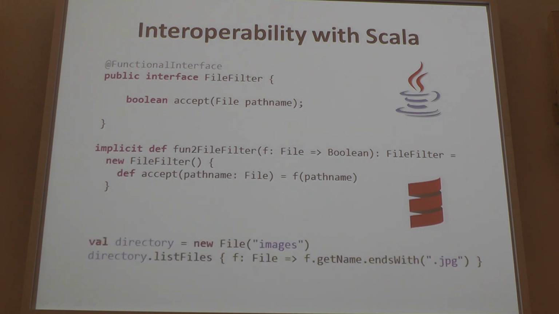So if you have this, you can call the listFiles method with a Scala function literal. And what goes on behind the scenes is that the Scala compiler will see that here we need a FileFilter, and it will look for implicit conversions, and it will convert this function to a FileFilter, and the method gets invoked with this instance of FileFilter. So really nothing has changed.